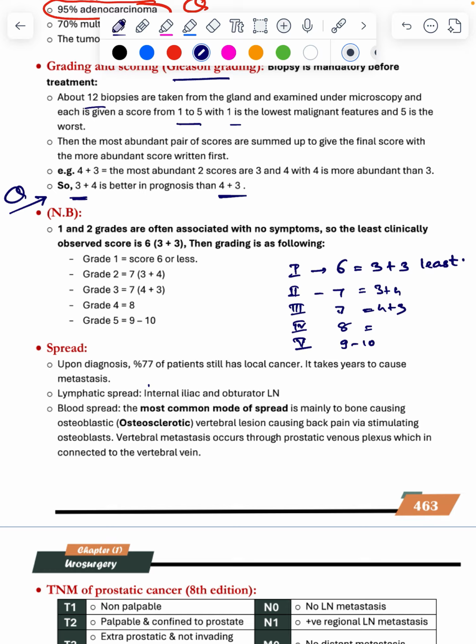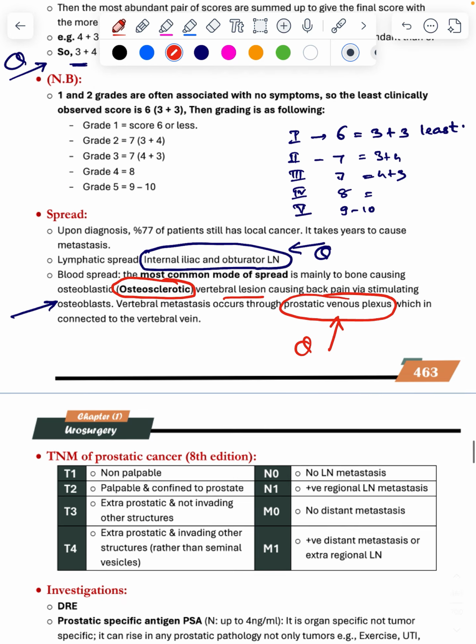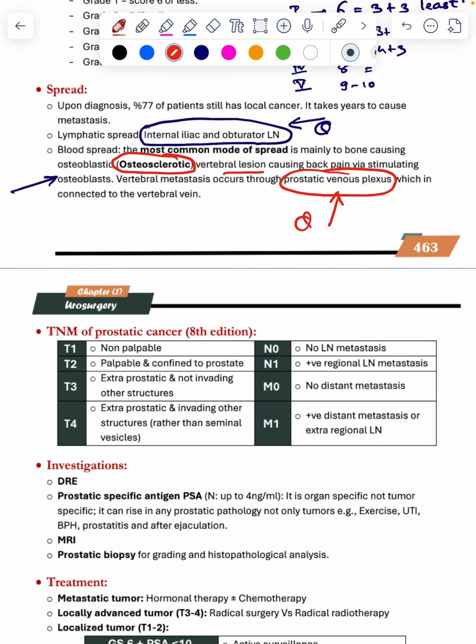Upon diagnosis, what about lymphatic spread? This is another question. Prostate lymphatic spread is to the internal iliac and obturator nodes. Blood spread is most commonly to bone, causing osteosclerotic lesions. This is another question: osteosclerotic vertebral lesion, back pain. Vertebral metastasis occurs through the vertebral venous plexus, which can connect to the vertebral vein.